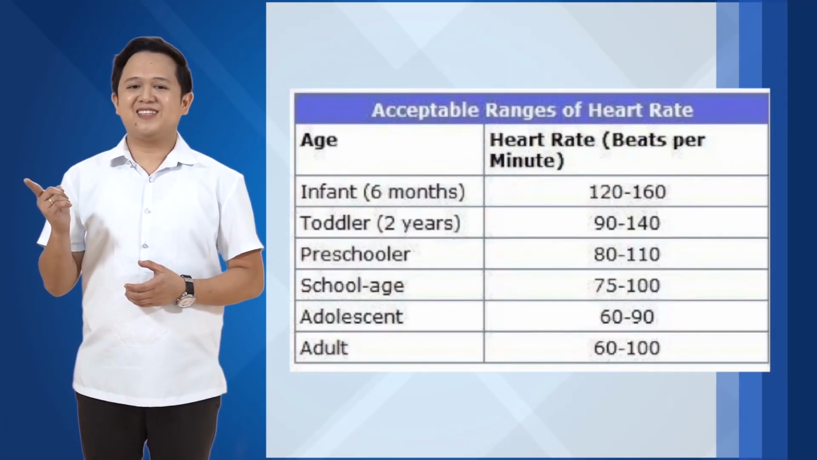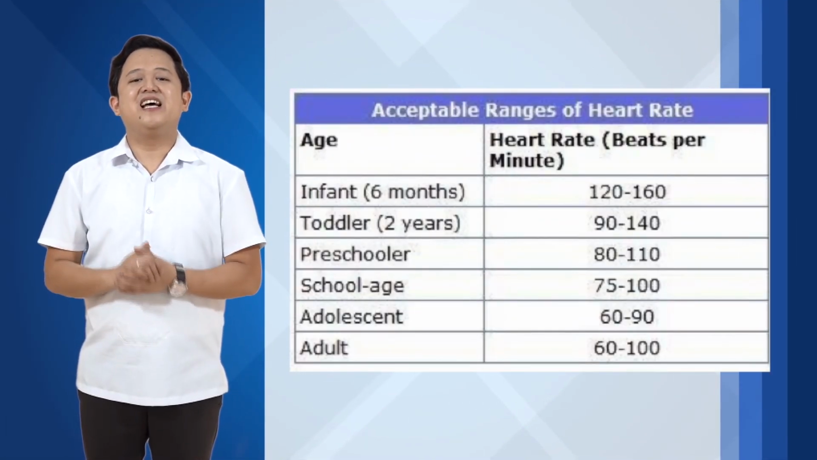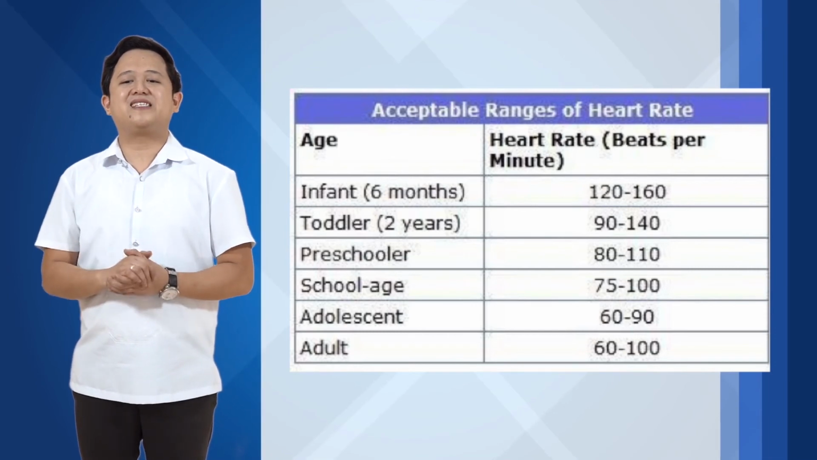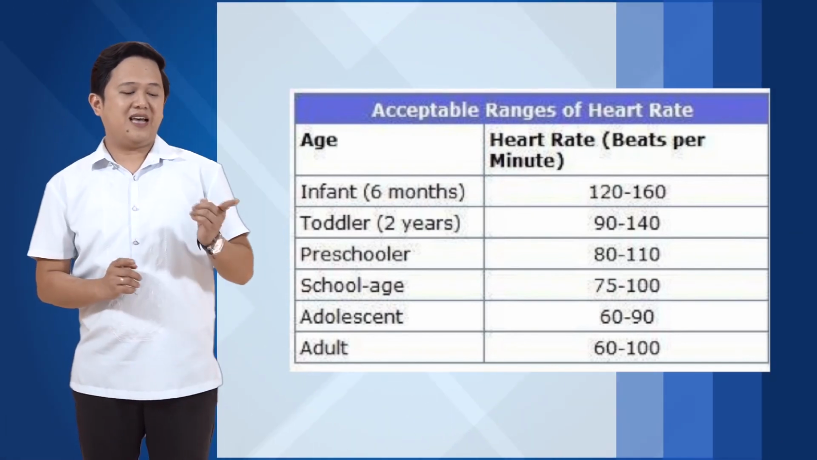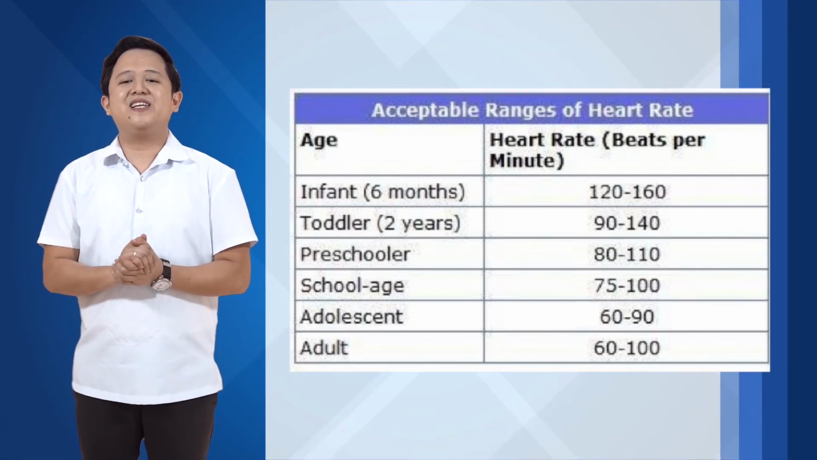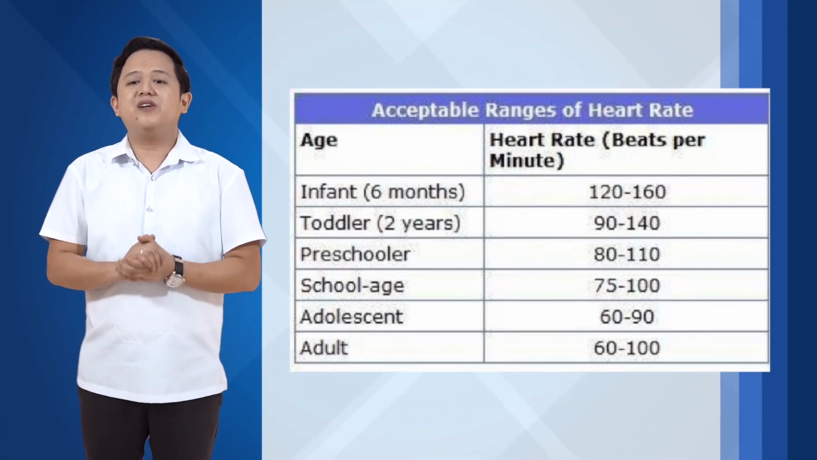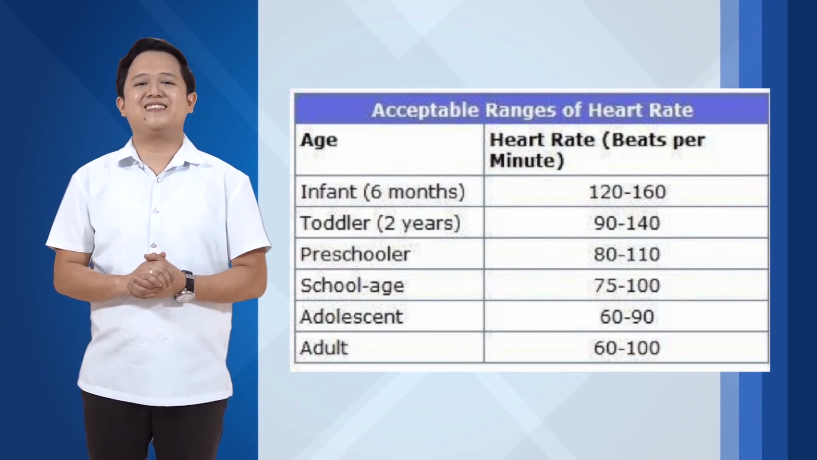For children, ages 6 to 15, the normal heart rates are at 70 to 100 beats per minute, while for the adults, ages 18 and above, it is 60 to 100 beats per minute.